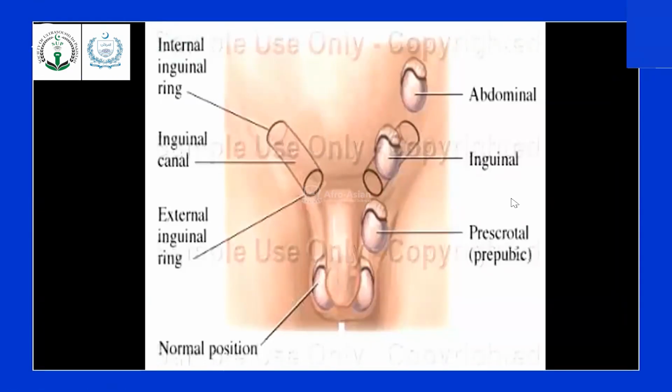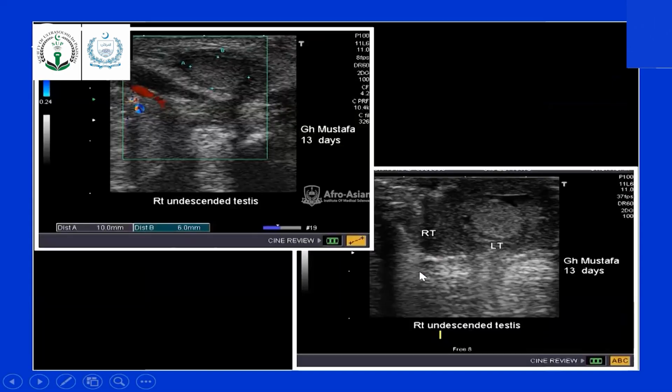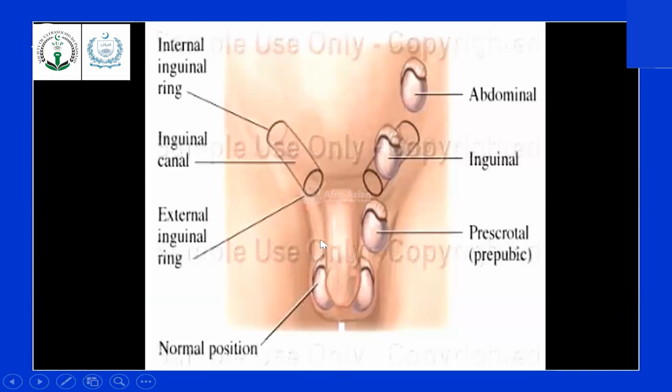These are the areas where we can look for undescended testicles: the prescrotal, which is prepubic, on the side, the inguinal, and then the normal position, the scrotum. So we can find undescended testicles at these levels: one is the prescrotal, which is prepubic, the inguinal, and the abdominal.